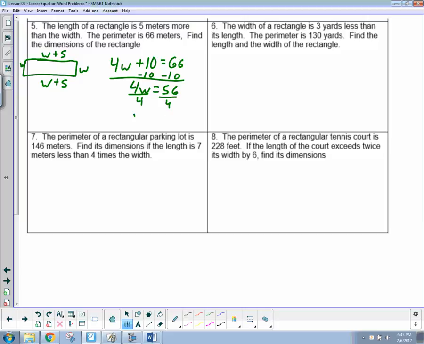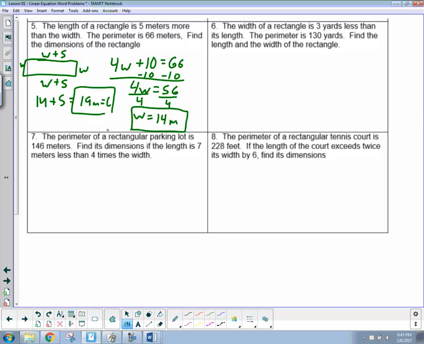56 divided by 4, it's going to be 14. Again, don't forget meters. I probably forgot that on the last one. Plug that back in, so 14 plus 5 will be 19 meters. And this is for length. So here's one, here's the other. And you can go back and check. Add them up, you should get the perimeter to be 66.